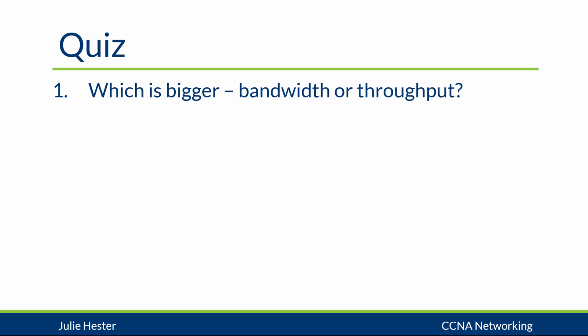All right, in part 1, we discussed data movement terms such as bandwidth and throughput. So which one is bigger, bandwidth or throughput? And the correct answer is bandwidth. Bandwidth is the theoretical maximum, while throughput is the amount of data we are actually able to move.